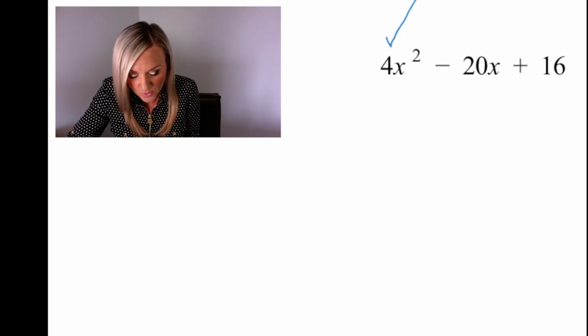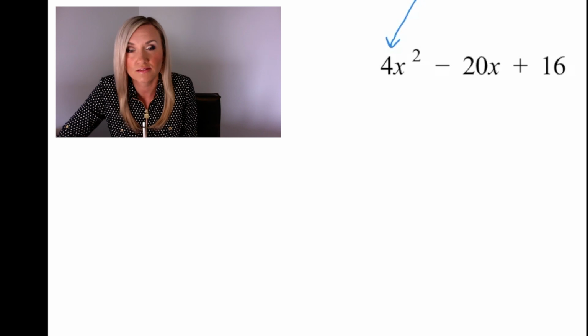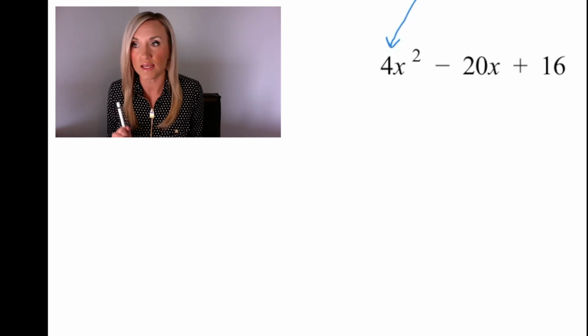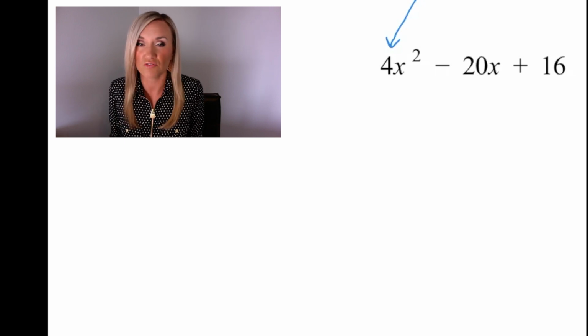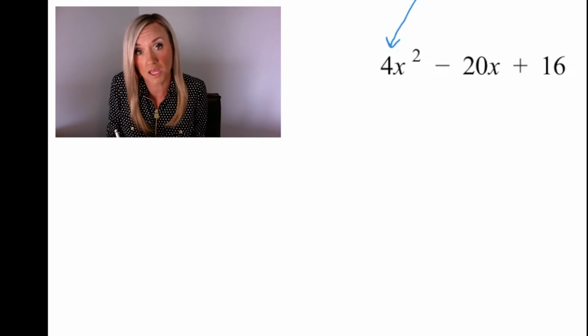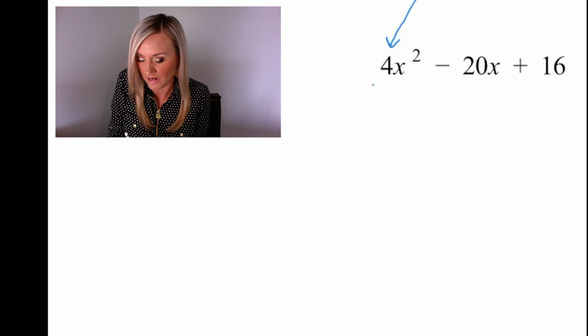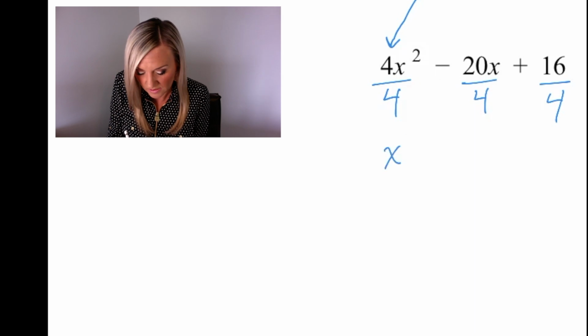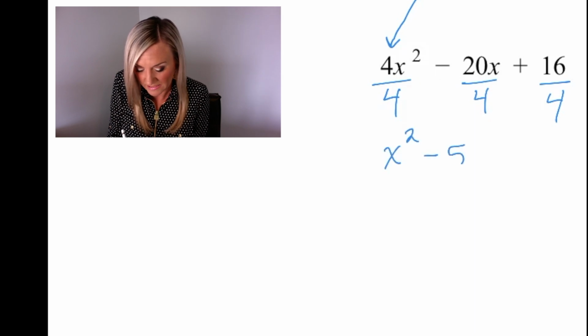I want you to notice that the leading coefficient is a 4. Cool. But what I also want you to see is, can all of the terms be divided by that 4? They can. So if they can, I always recommend you do it. Divide them all by 4. So that is going to give us x squared minus 5x plus 4.